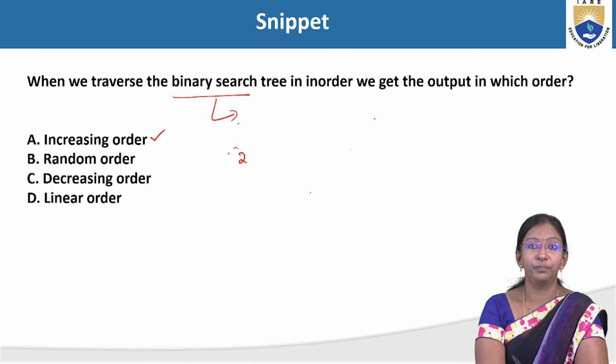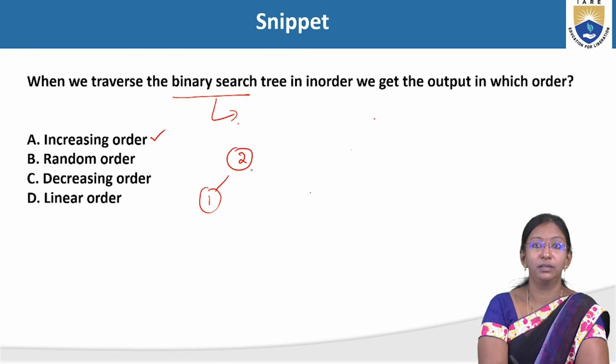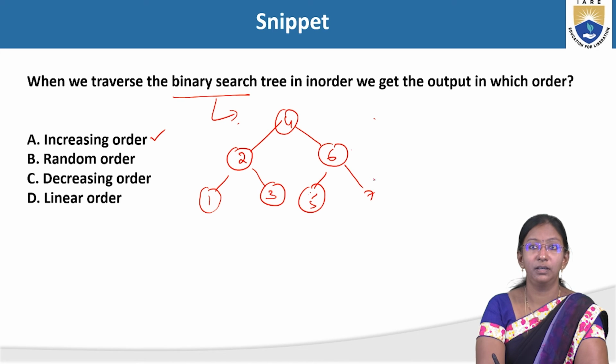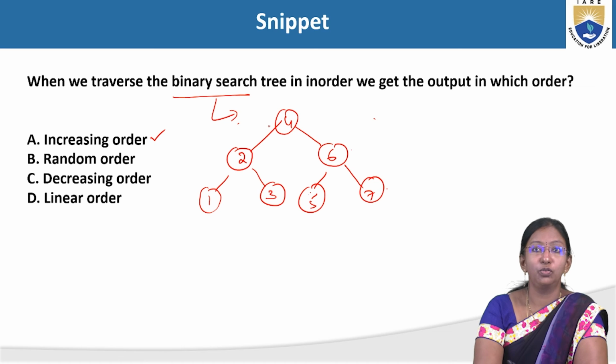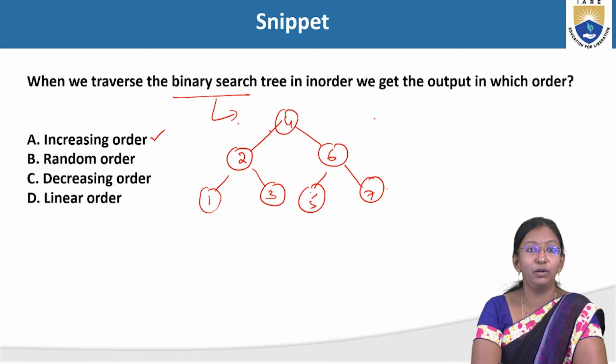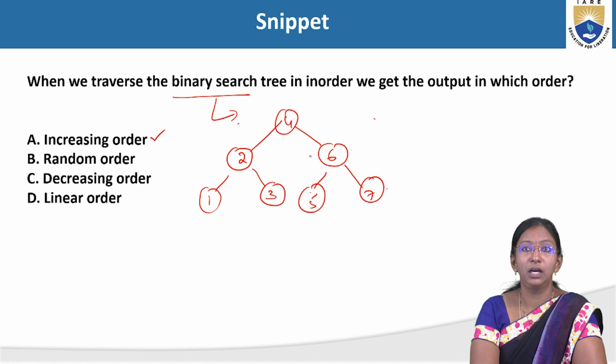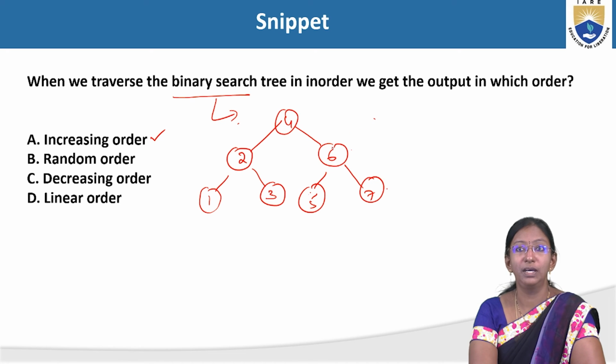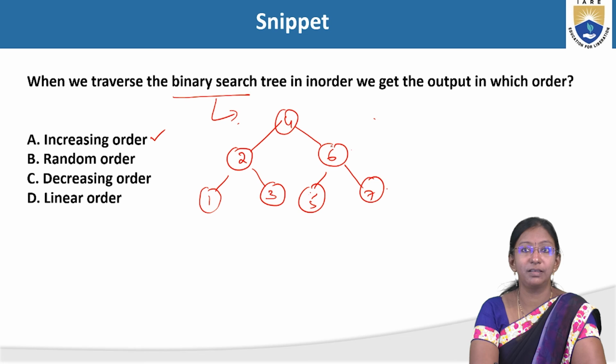Say for example, 4 is the root with 2, 1, 3 on the left and 6, 5, and 7 on the right. Let me check. The left part of 4, all the values are less than 4. Coming to 2, the left value is lesser and the right value is greater. The property prevails. Coming to the right-hand side of 4, 6, 5 and 7, all the values are greater than 4. Very good. Coming to 6, its left value 5 is less than 6. Yes. And the right value 7. Very good.